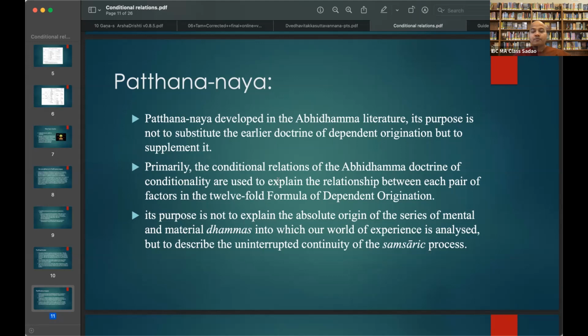So when you find that in the 12 Nidanas, avijja is mentioned as the first factor giving rise to sankara, you do not think that avijja is the main cause, the first cause giving rise to our samsaric existence, all the problem in samsara. Because then you might have this thought: when did this first appearance of avijja happen in me, in any being, right?